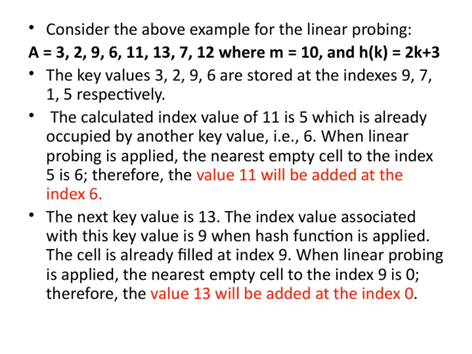Next, we look at the key 11. Its calculated index is 5, which is already occupied by 6. Since linear probing searches for the next available slot, it checks the following cells sequentially. The nearest empty cell after index 5 is index 6, so 11 is placed there. Moving on to 13, its hash index is 9, but that position is already filled. Applying linear probing again, the next empty slot is at index 0, so 13 gets stored there.